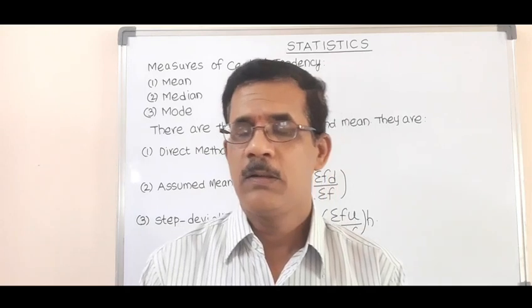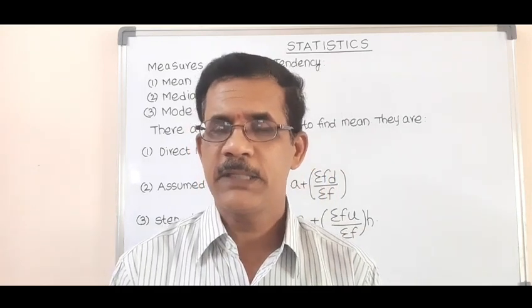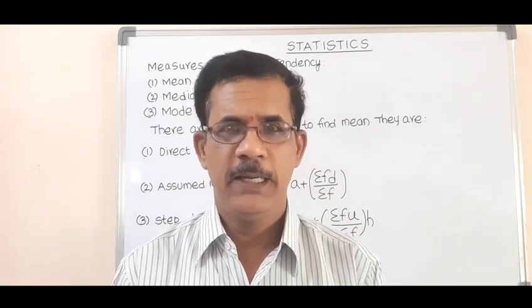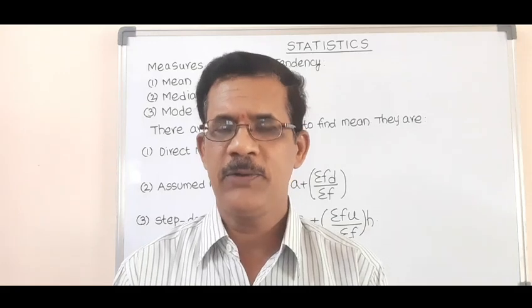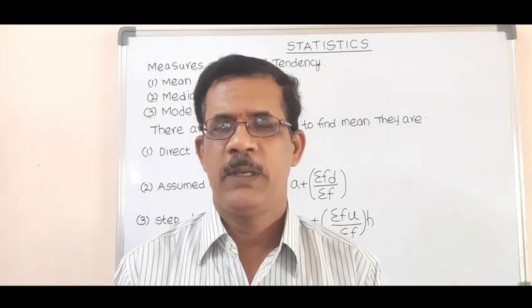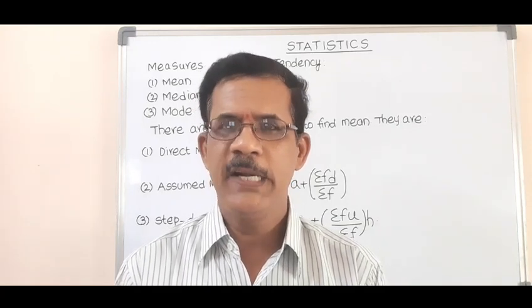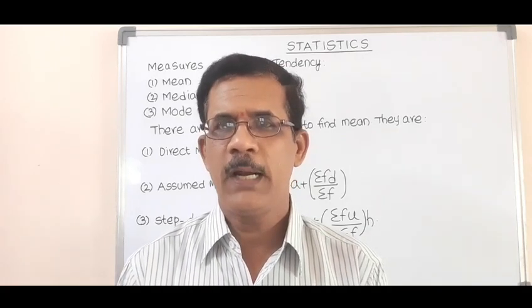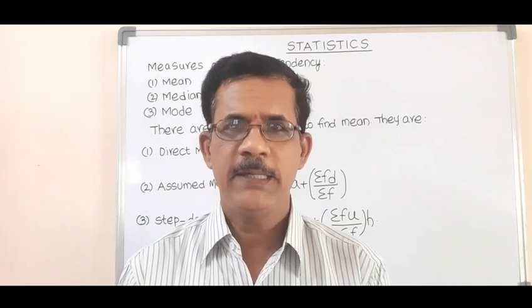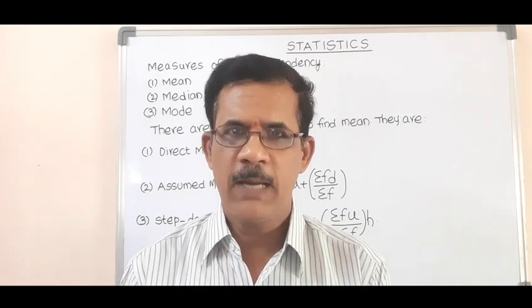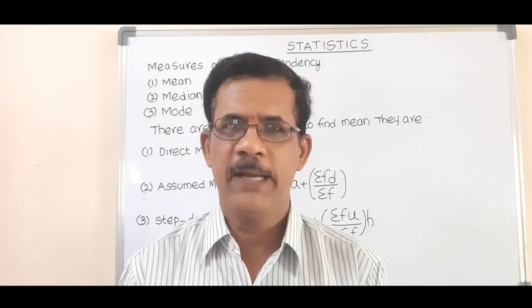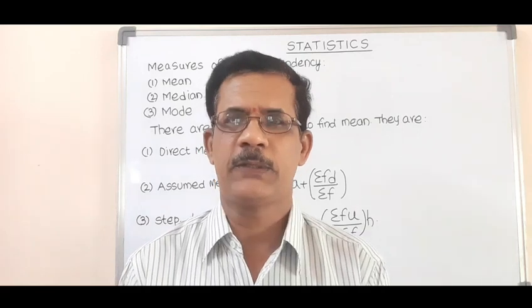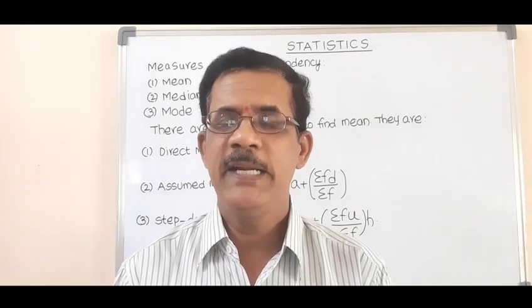Median: to find median, first we need to arrange the data in ascending or descending order of magnitude. The middle value is called median. If the number of observations is odd, we get one and only one middle value, it is the median. If the number of observations is even, we get two middle values, and their average is the median.